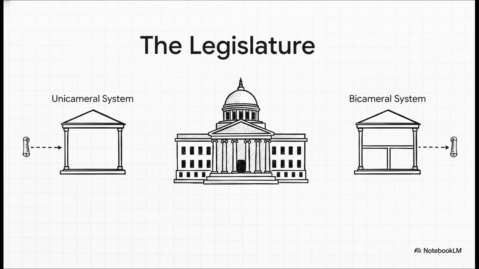They create the laws. Now, they can be set up in one of two ways. Unicameral means there's just one chamber or one house. Bicameral means there are two. You can think of it like having to get a law past one group of people versus two. That structure really changes how fast things can get done.